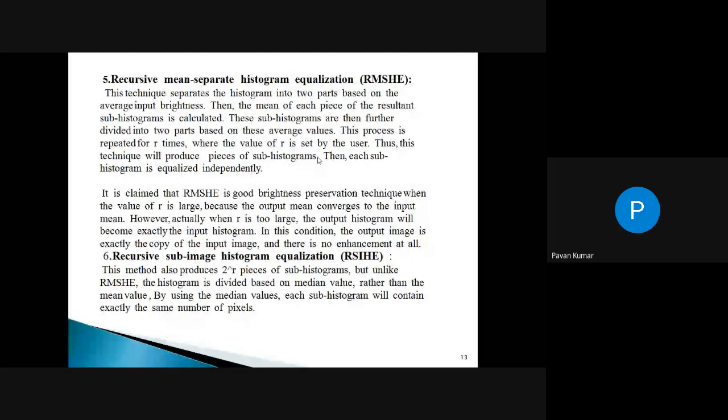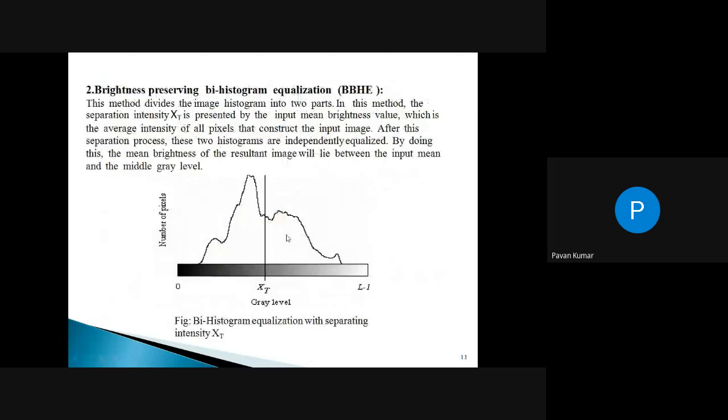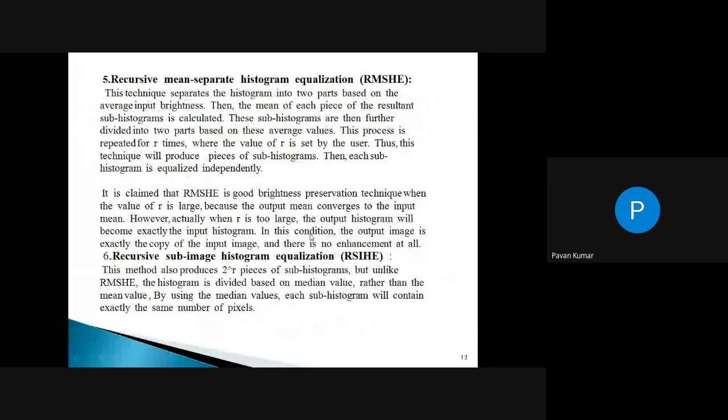Here, the subhistograms we are having are divided again into subhistograms. See here, two subhistograms we are having. Now again this subhistogram will be divided. Next, that subhistogram will be divided again. Similarly this side also. Like that it will perform, based on the mean value. Just like tearing the paper into pieces and pieces. Like that it will work.